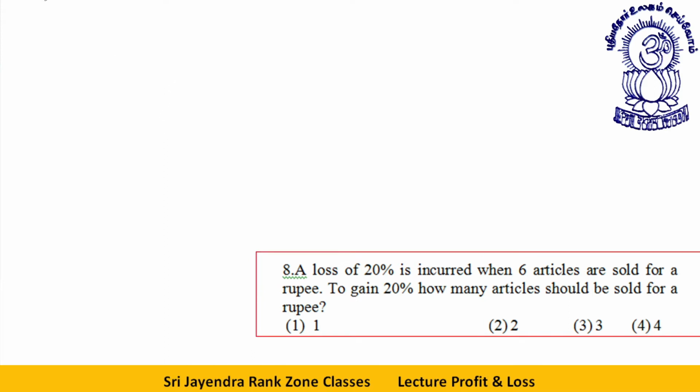See, this is a good question. A loss of 20% is incurred when six articles are sold for a rupee. To gain 20%, how many articles should be sold for a rupee? Okay, see, SP of six articles is equal to 1 rupee. That way, SP of one article is equal to 1 by 6.